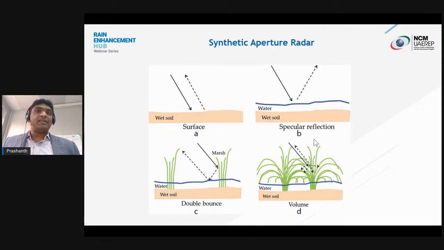If you have a bit of vegetation like marsh in the flooded areas, for instance, you'll also see returns because of this double bounce scattering. But if you have dense vegetation, nothing changes, even if you have water below there.